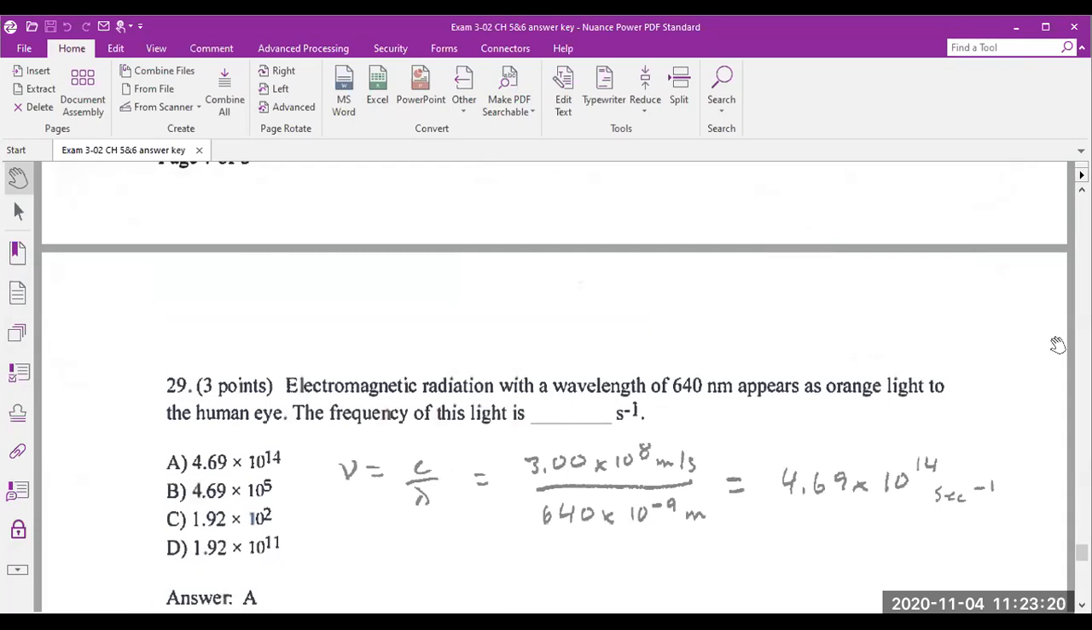So 3 times 10 to the 8th meters per second divided by, and if you're in nanometers and you want meters, an easy way to do that is just make it times 10 to the minus 9th. And so I had divided by 640 times 10 to the minus 9th. And if you do the math, you get a value of 4.69 times 10 to the 14th seconds to the minus 1.